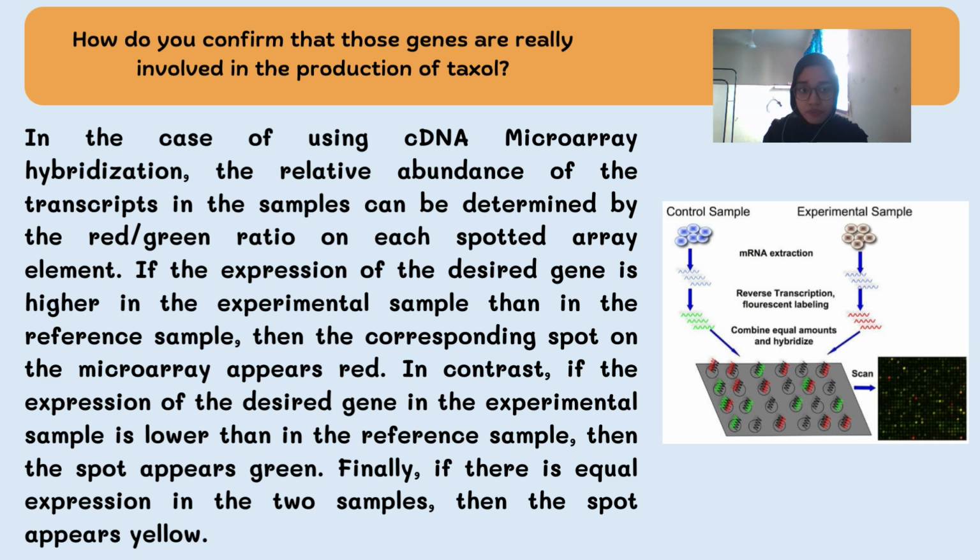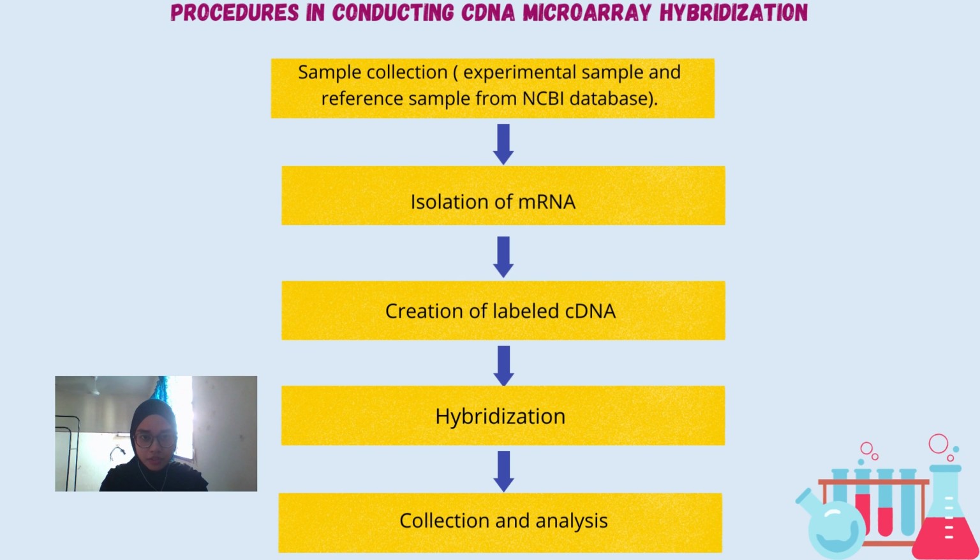If the expression of the particular gene is higher in the experimental sample than in the reference sample, then the corresponding spot on the microarray will appear red. In contrast, if the expression in the experimental sample is lower than in the reference sample, then the spots may appear green. Finally, if there is equal expression in the two samples, then the spots may appear yellow. This slide here is just to summarize the steps in cDNA microarray.